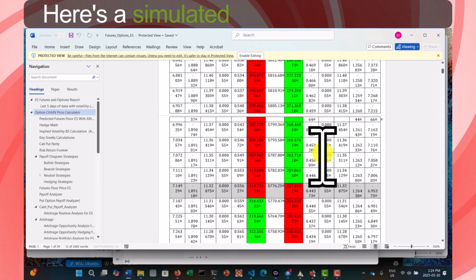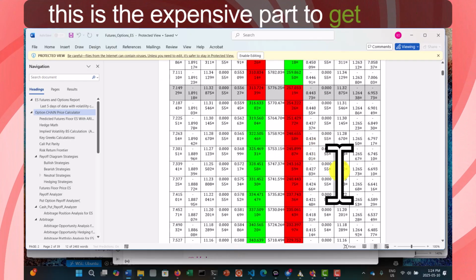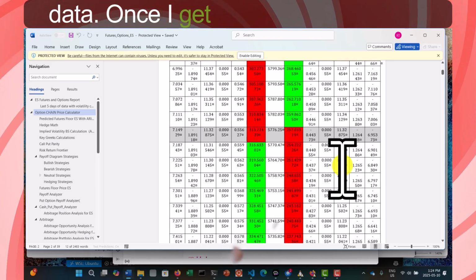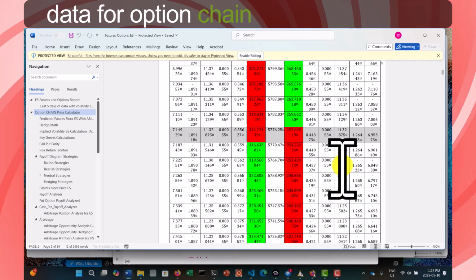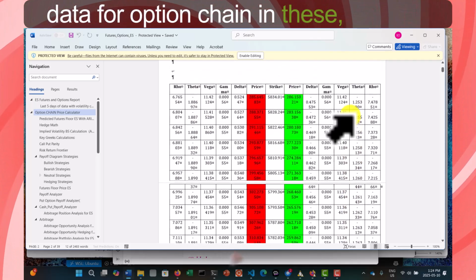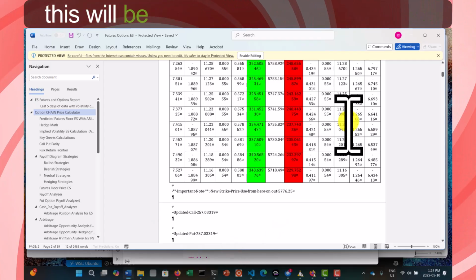Here's a simulated option chain. Again, this is the expensive part to get actual data. Once I get the actual data for option chain in these commodities and futures, I'll be golden. This will be 100% accurate.